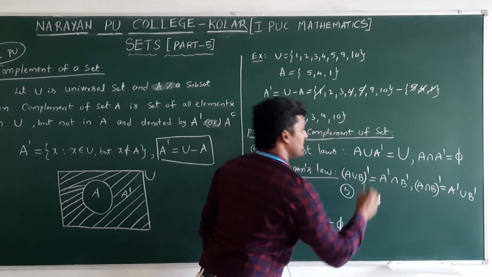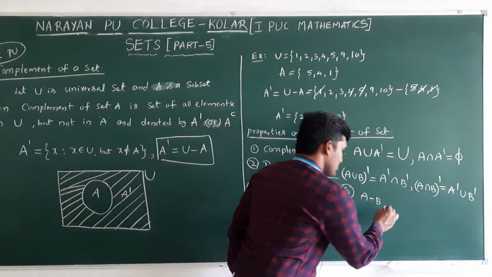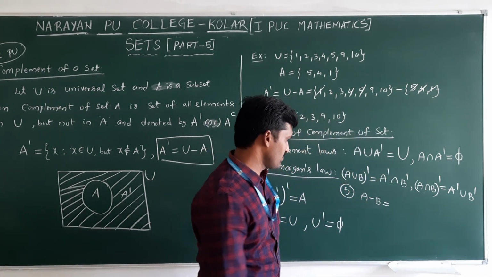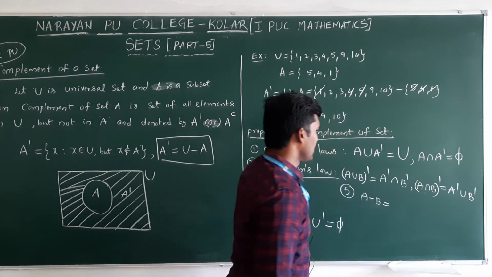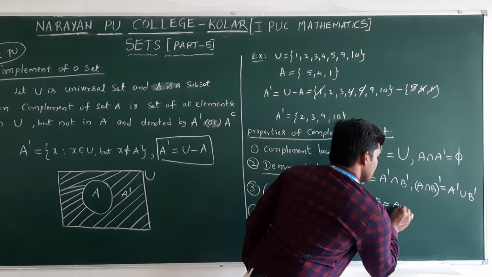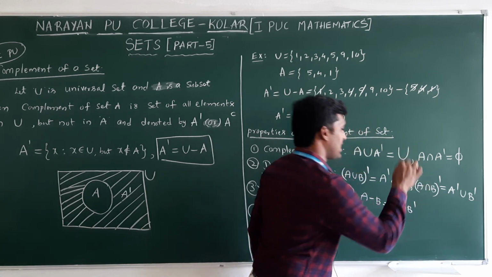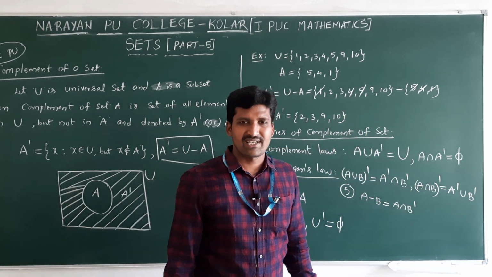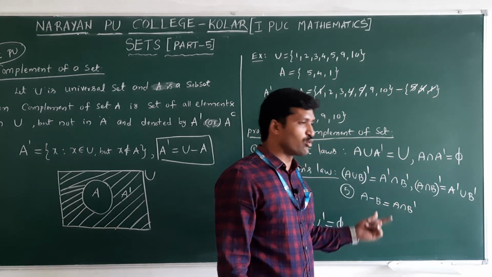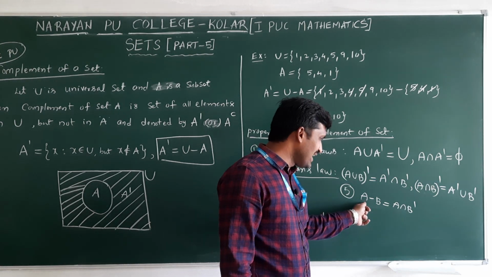A minus B, we can write it condition-wise. Generally we can write it like this: A intersection B dash. Both mean the same only. What it means: only A but not B.